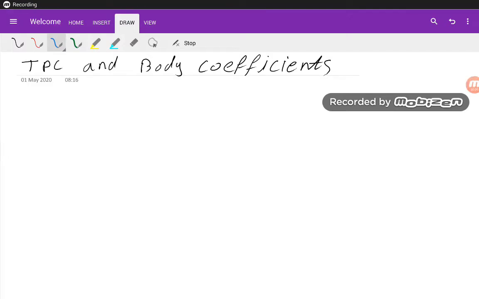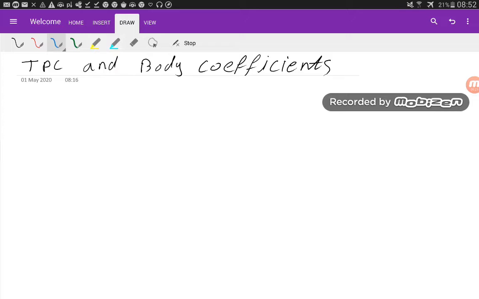Next topic is TPC and body coefficients. So why do we need them? After we review the topics, you will understand we are using TPC for calculating the weight and body coefficient. Later we are going to use it for the efficiency of the vessel and propeller.